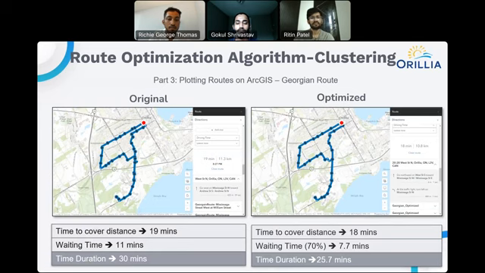We can see the left side is the original one and the right side is the optimized one. Talking about the distance covered and the time, it's 19 minutes and the waiting time was 11 minutes in the original one. After optimizing, we have reduced the time by 18 minutes and the waiting time is only 7.7 minutes. So the total duration is 25.7.